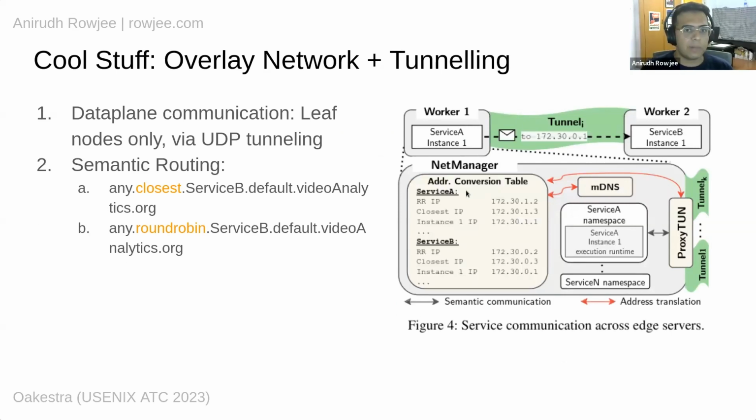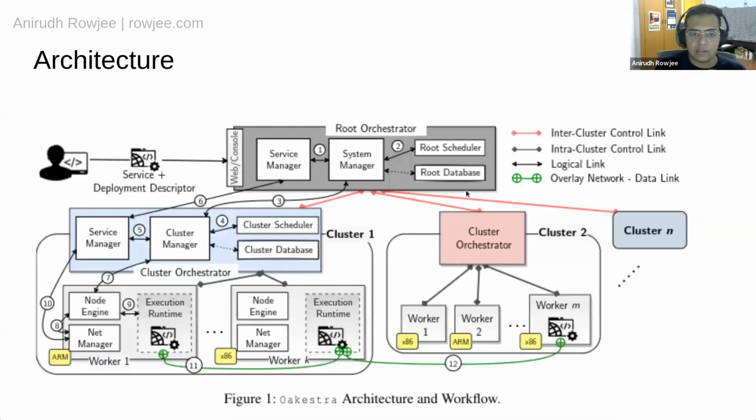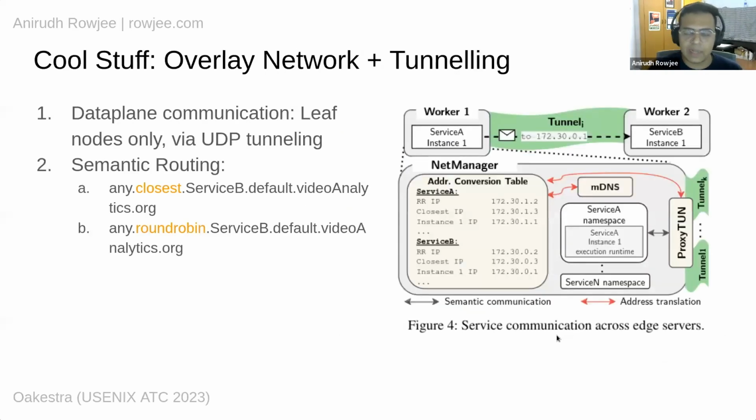Coming to my favorite part of this paper so far, almost all communication in this orchestrated setup happens via tunneling, right? So if I have a service here on this ARM worker 1, and I have to have it talk to worker M here on cluster 2, that happens via tunneling. And to me, this is very interesting as a design choice, because I feel like you are sort of re-implementing another layer of routing on top of what already exists.